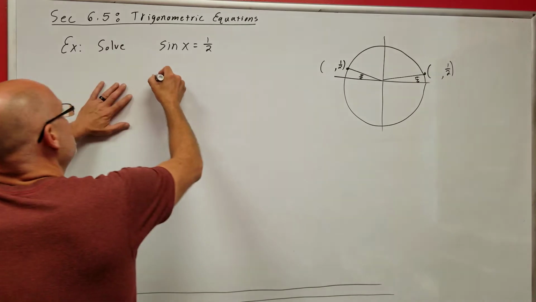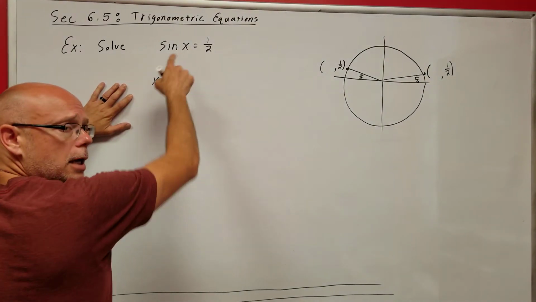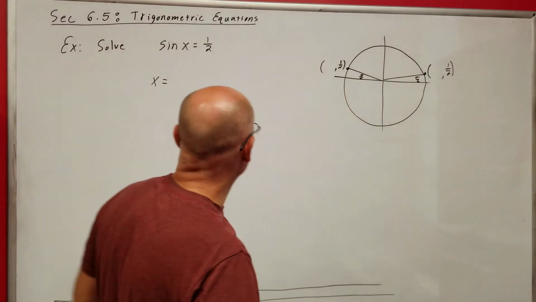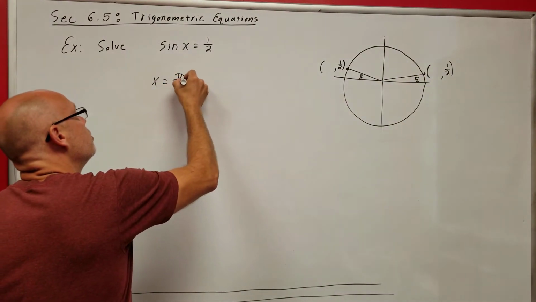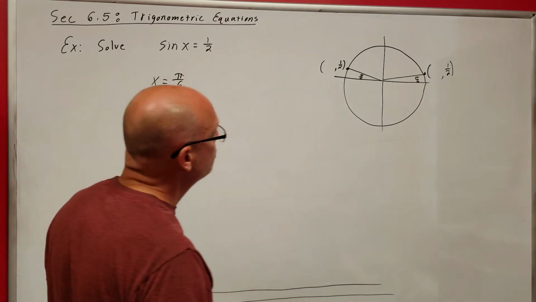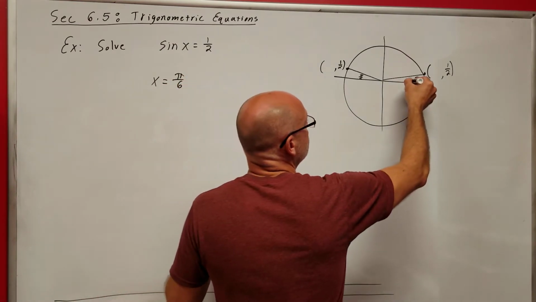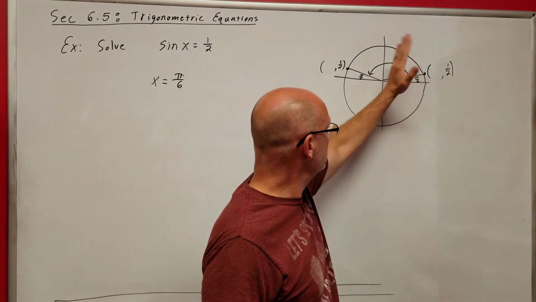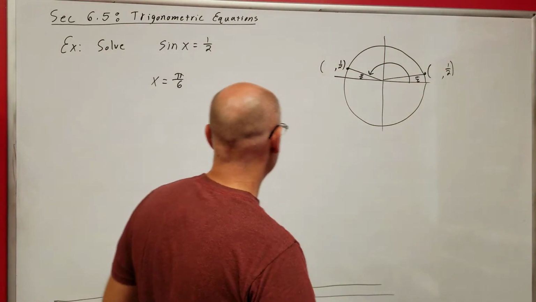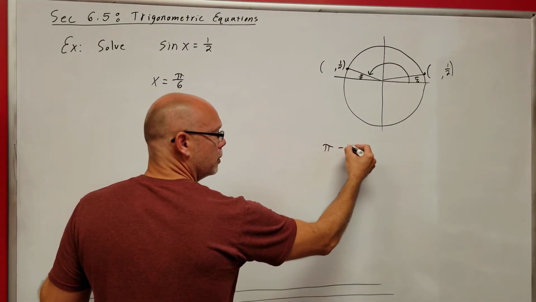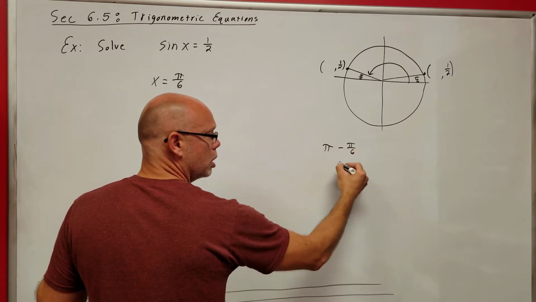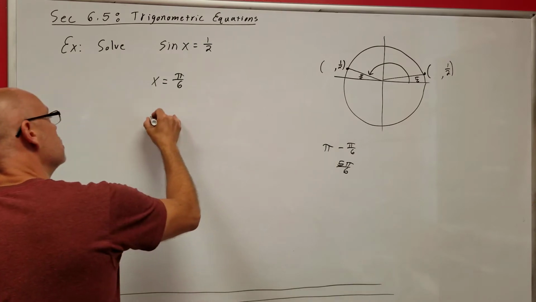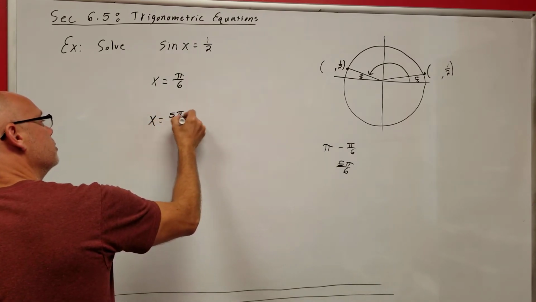So what is x going to be equal to? x is the angle whose sine is 1/2. Well, that angle could be pi over 6. And that angle could be this angle right here. Now, what is that angle? That angle is pi back off pi over 6. The angle would be pi minus pi over 6, or we could say 5 pi over 6. So x would be equal to 5 pi over 6.